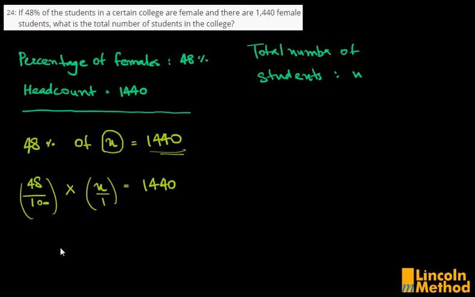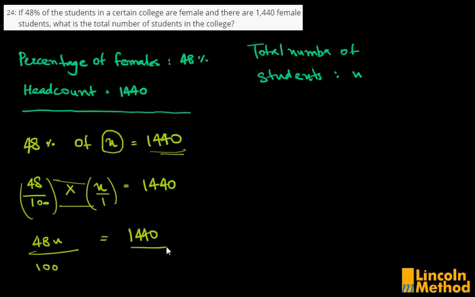Now adding a 1 in the denominator doesn't really make any difference to the value of the number. It's just easier for us to solve and to understand and to follow through. So 48 over 100, let's multiply the numerators first, and that gives us 48x. And then we follow through with the denominator. So 100 multiplied by 1 gives us 100, and 48x over 100 equals 1440.